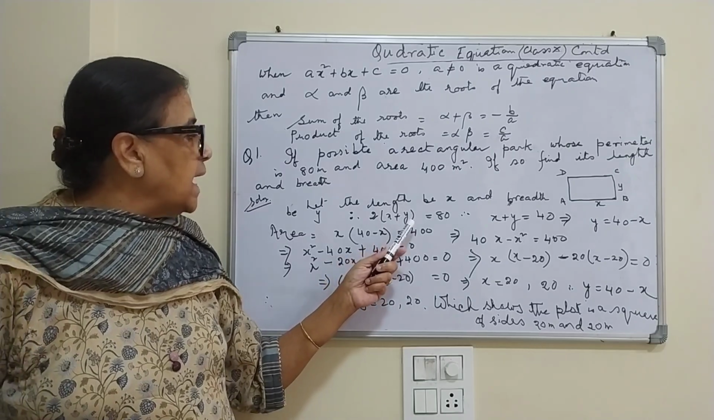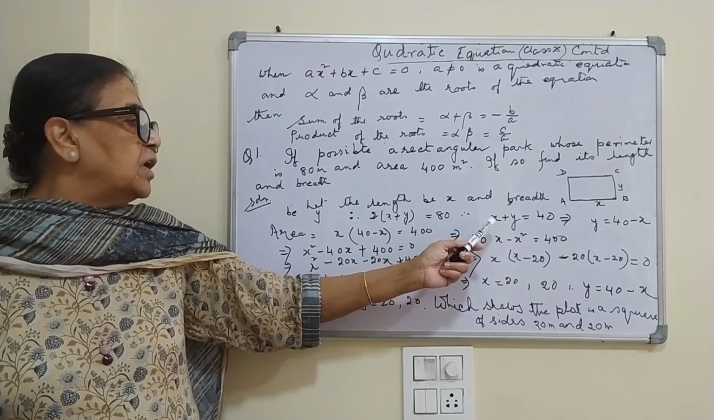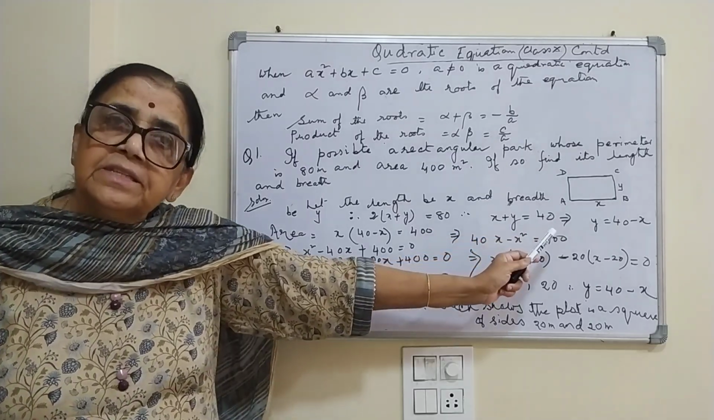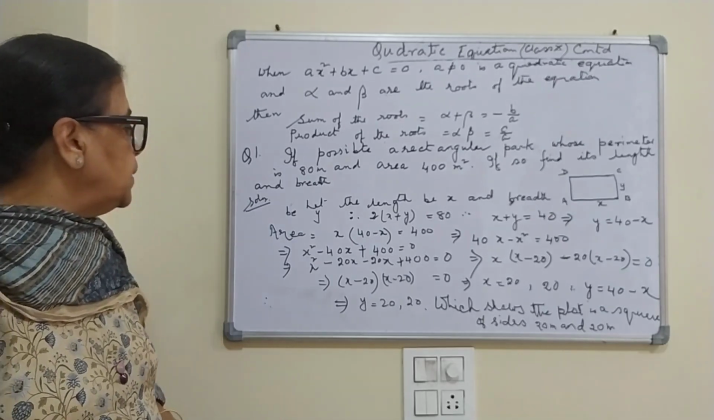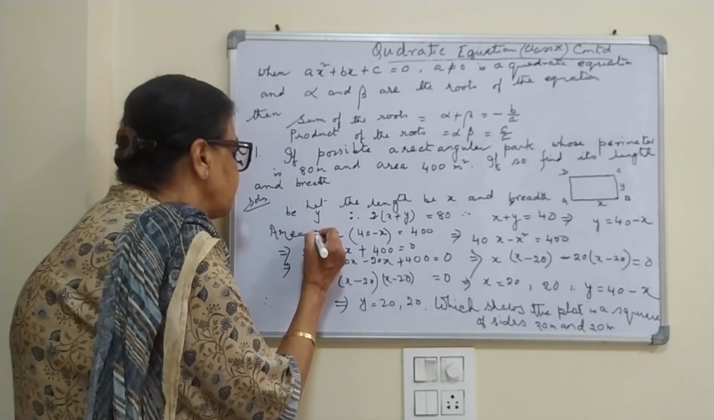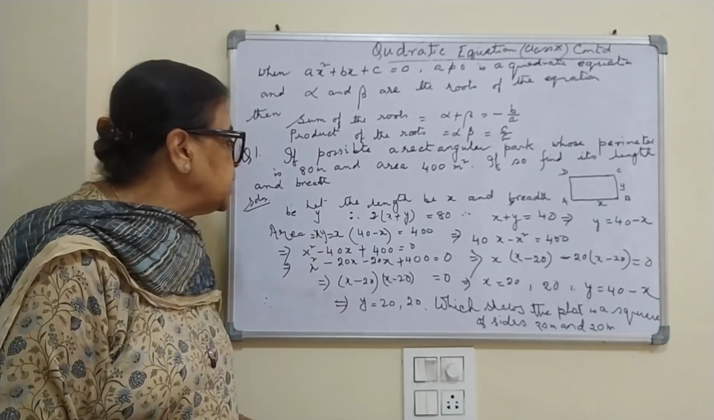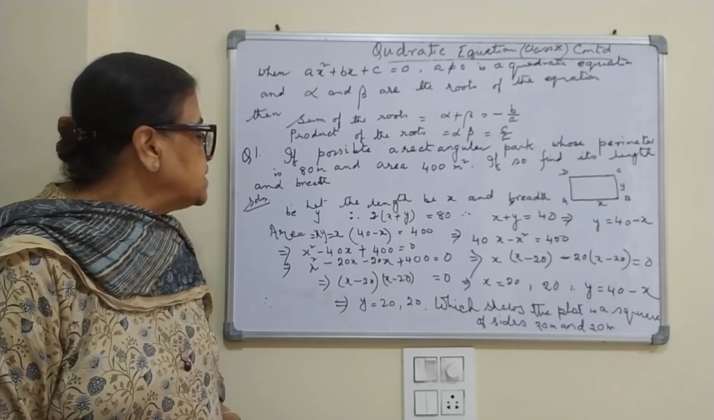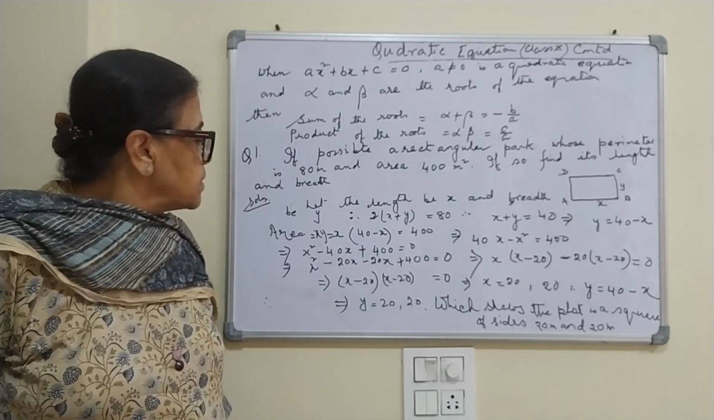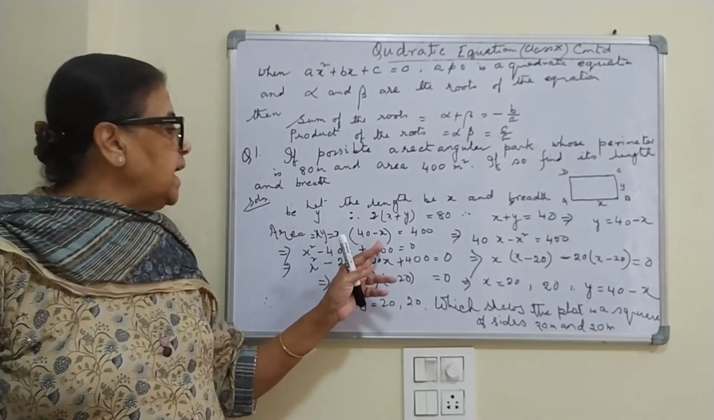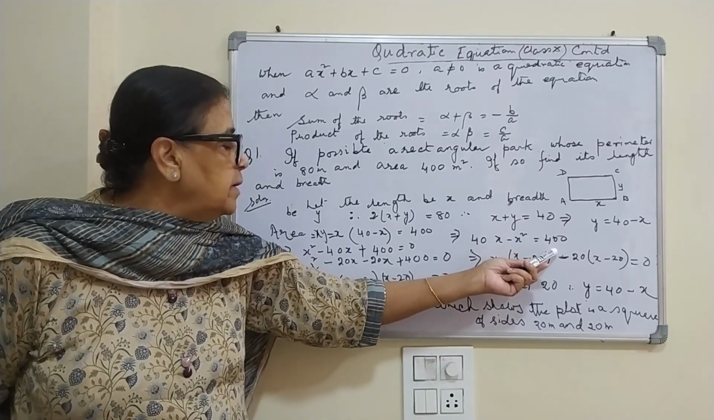From this, I can cancel. This is x plus y is 40 and y is equal to 40 minus x. Then area will be xy, that is x into 40 minus x, equal to 400. Now I multiply: 40x minus x square is equal to 400.